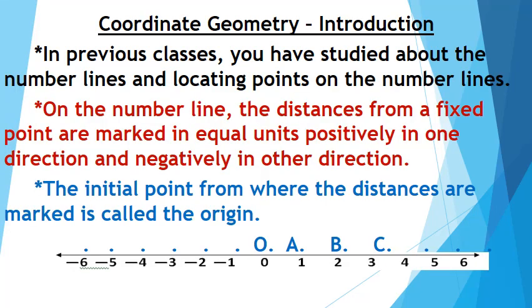Coordinate geometry. Introduction. In previous classes, you have studied about the number lines and locating points on the number lines. On the number line, the distances from a fixed point are marked in equal units, positively in one direction and negatively in other direction. The initial point from where the distances are marked is called the origin.